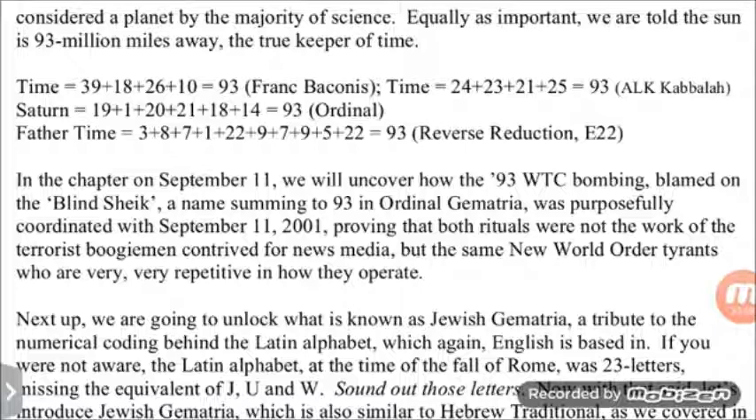In the chapter on September 11, we will uncover how the 93 World Trade Center bombing, blamed on the blind sheik, a name summing to 93 in ordinal gematria, was purposely coordinated with September 11, 2001, proving that both rituals were not the work of terrorist boogeymen contrived for news media, but the same New World Order tyrants who are very, very repetitive in how they operate.